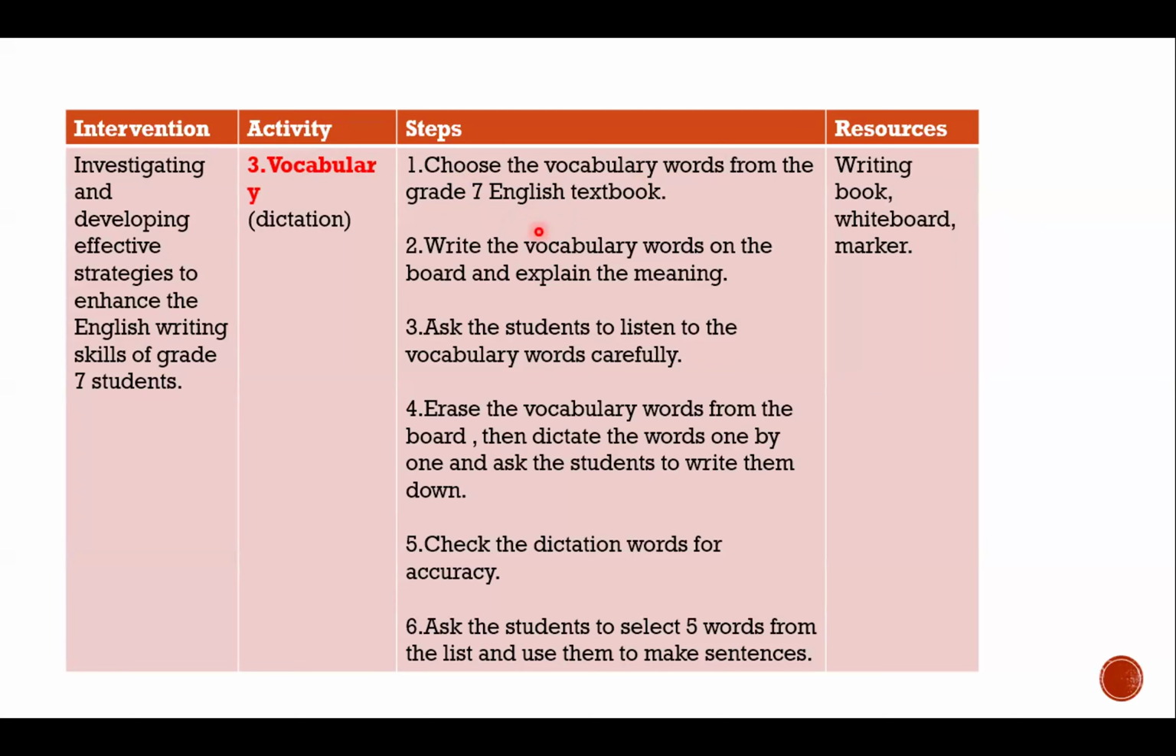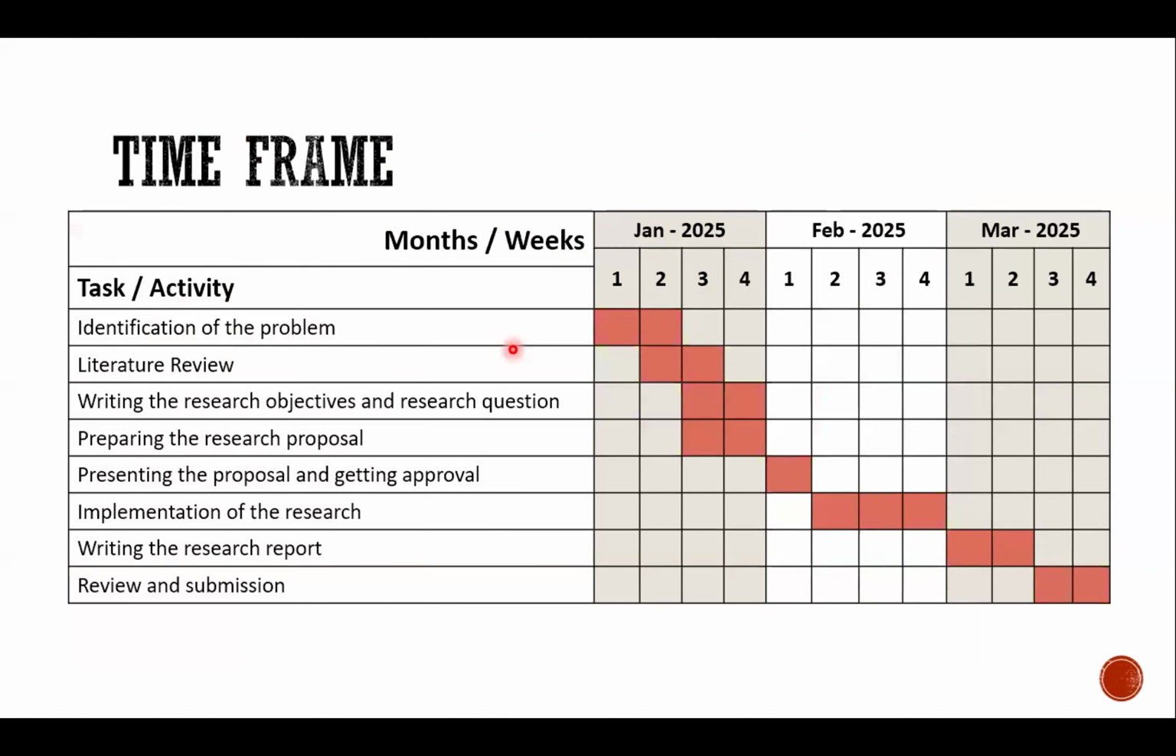And check the dictation words. After that, I'll correct the dictation words. And finally, I'll ask the students to select 5 words from the list and use them to make a simple sentence. So only these are the 3 activities that I have planned to do. Okay. Next one, the time frame.